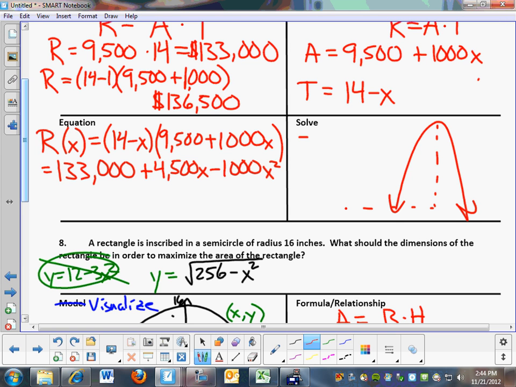Negative b over 2a. Negative b would be negative 4,500. 2 times a would be negative 2,000. Negative 4,500 divided by negative 2,000. 2.25. Is that my x value or my y value? X. Do I have to even find the y value? Oh. So it happens when I lower the ticket price 2.25 times.